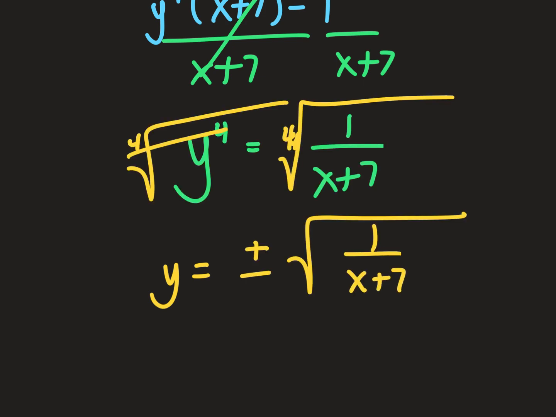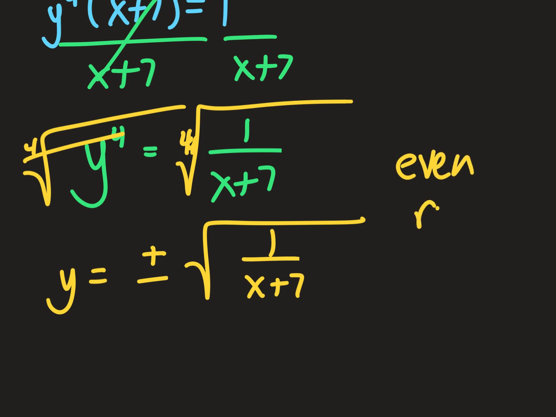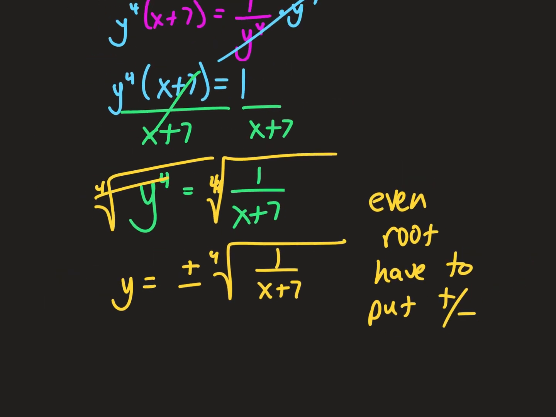You can leave it just like that. But if you take an odd root, you don't need that. But an even root, write that down. Even root, have to put plus minus. Because it could be positive 4th root of 1 over x plus 7, or it could be negative 4th root of 1 over x plus 7. Anytime you take an even root, you have to have the plus or minus. You guys with me? All right, I'll do number 9 right now. I'll just sit over there and talk to myself.